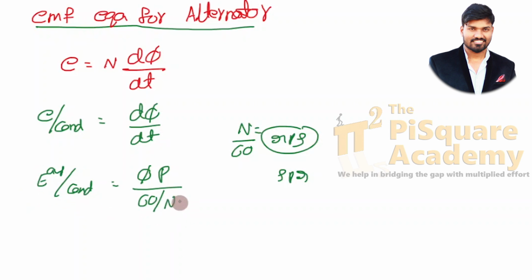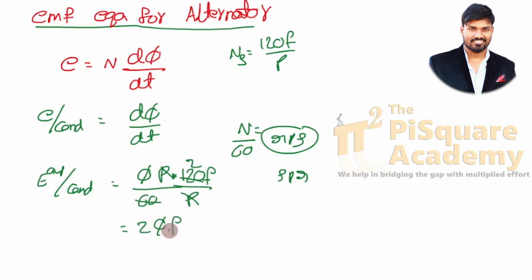Now we know in case of an alternator, N is equal to 120F by P. You are rotating at a fixed speed, which is synchronous speed. If you simply substitute that over here, or else I'm just rewriting this as Ns by 60. Now substitute Ns in place of N, 120F by P. P gets cancelled. This is 2 times. So you are getting 2 phi F is the average value of EMF induced per conductor.